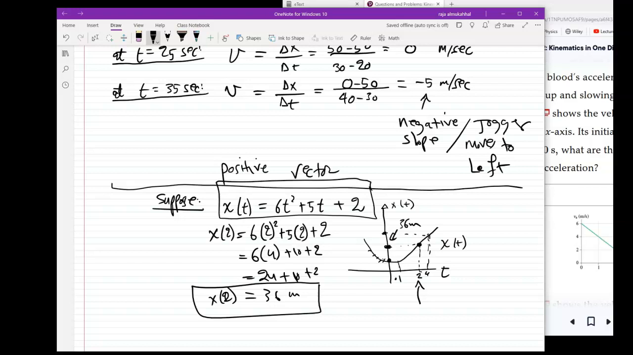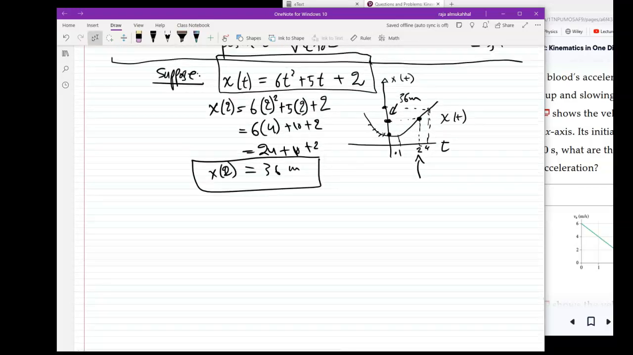Now, I know the position of the object at any point t. What about if I want to know the velocity of the object at any time t? What about the acceleration of the object at any time t? Well, the way you do it is simple. If you are given the position vector or the distance function x of t, then the velocity function is basically the derivative of the position vector.